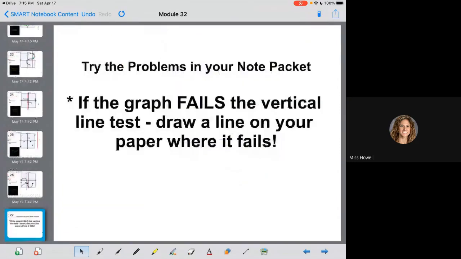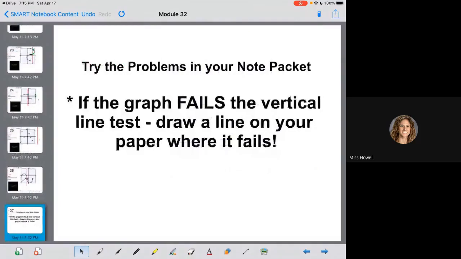All right, so on your own, try the graphs that are in your packet and try to identify if they pass the vertical line test or not. And if they do, describe them as a relation that is a function. And if they don't pass the vertical line test, describe them as simply a relation.